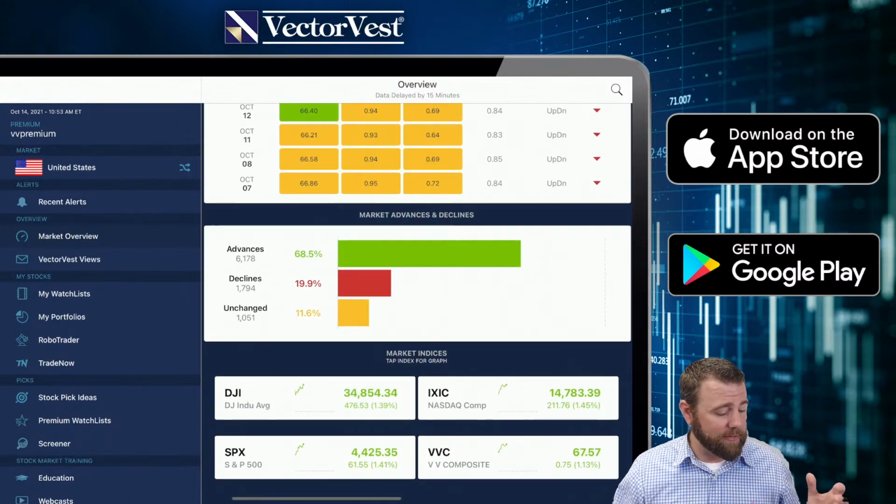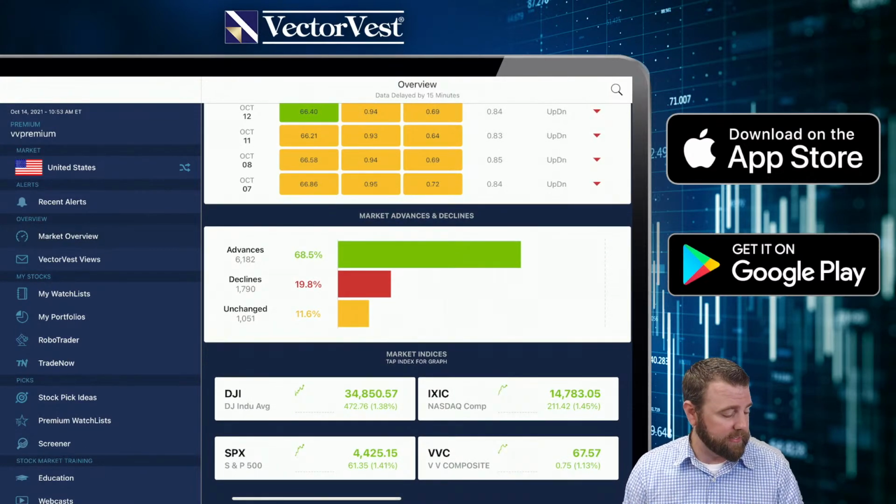Then as we scroll down, taking a look at the major indices, the Dow is up 1.4%, Nasdaq's up 1.5%, S&P's up 1.4%, VectorVest Composites up about 0.1% so far. Major indices holding in there pretty strong so far.